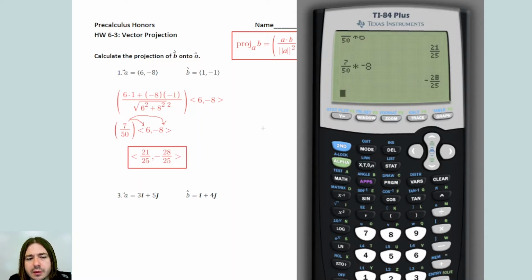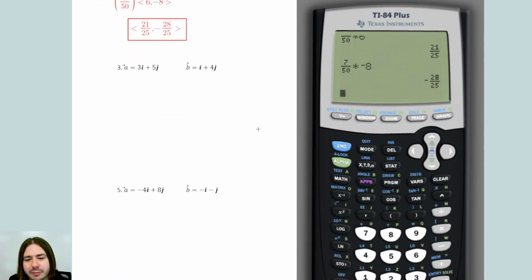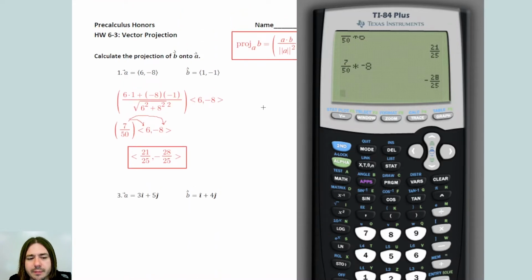So you're going to be solving pretty much all of these on this front page the same way. But let me show you how it would work with two three-dimensional vectors.